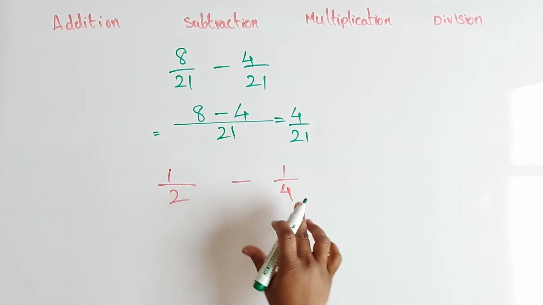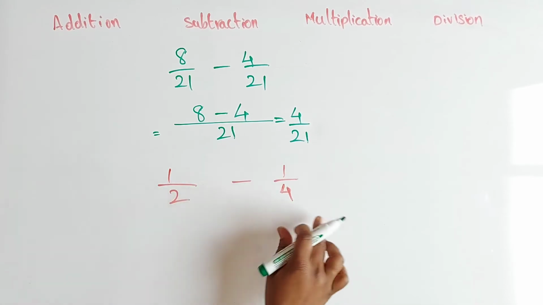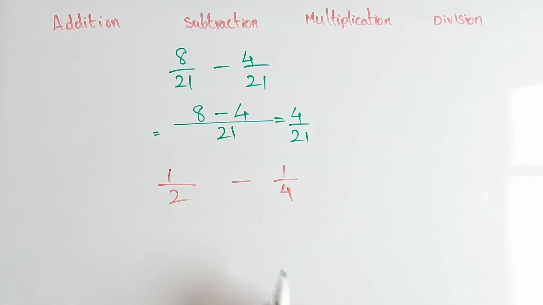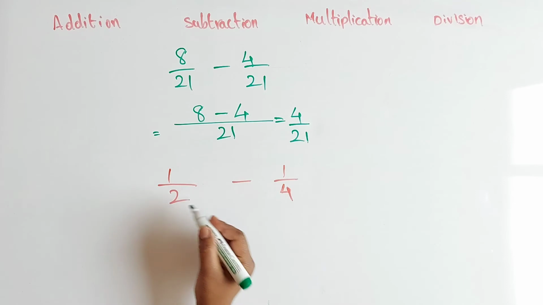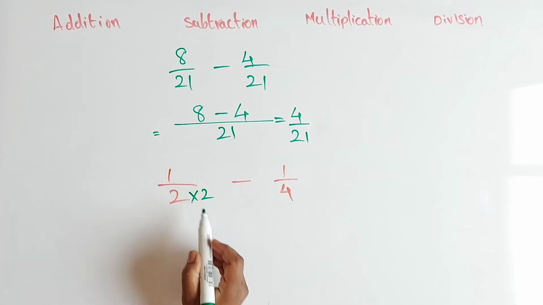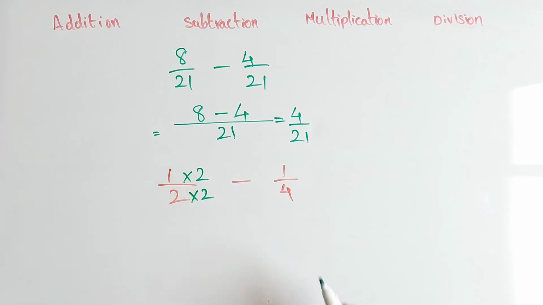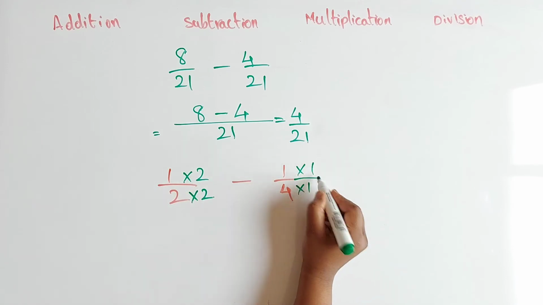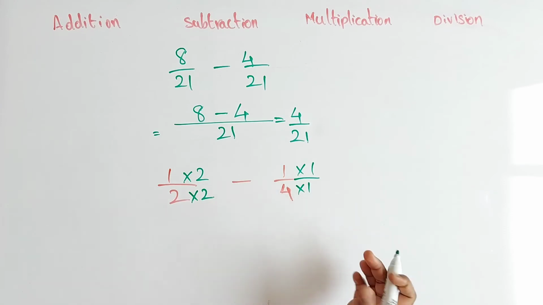1 by 2 minus 1 by 4, children. Now see here denominators are different. 2 here, 4 here. What is the LCM? Here the LCM is 4, children. So I am making the denominator as 4 here. That means I have to multiply with 2 and here also 2. Here already we have 4. No need to multiply with any number. Right, children? Or you can multiply with only 1.